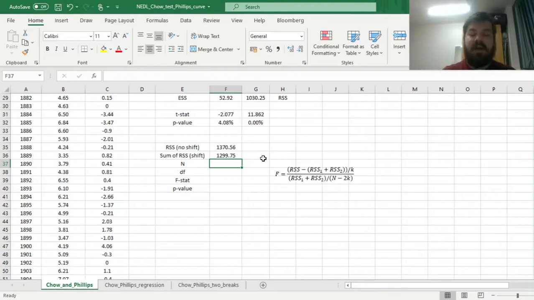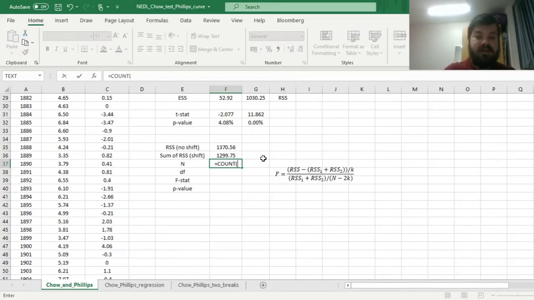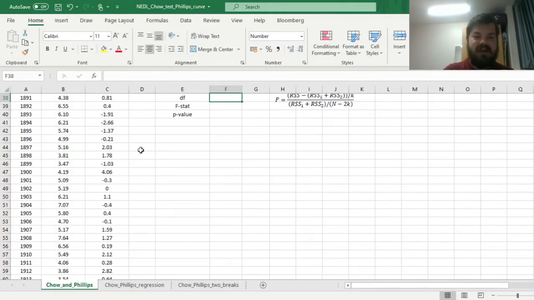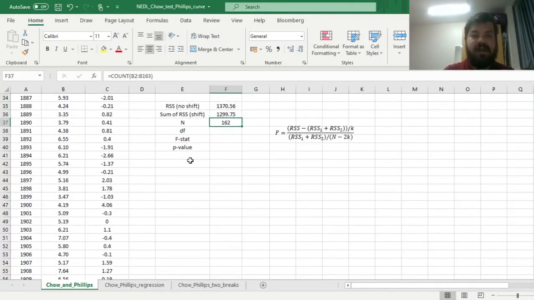To apply the Chow F-test, we need first of all to know what is the number of observations, and to do it we can count any of our columns. So for example, counting the number of unemployment observations we've got 162 of them. Then we need to calculate the number of degrees of freedom for the test, and as suggested by this formula, it's n-2k, where k is the number of parameters in our linear regressions. Well, it's just 2 because we've got the intercept, the natural rate of unemployment, and the slope, so the magnitude of the relationship between inflation and unemployment.